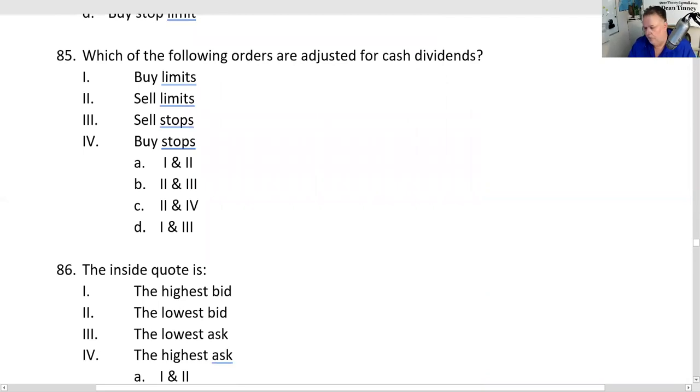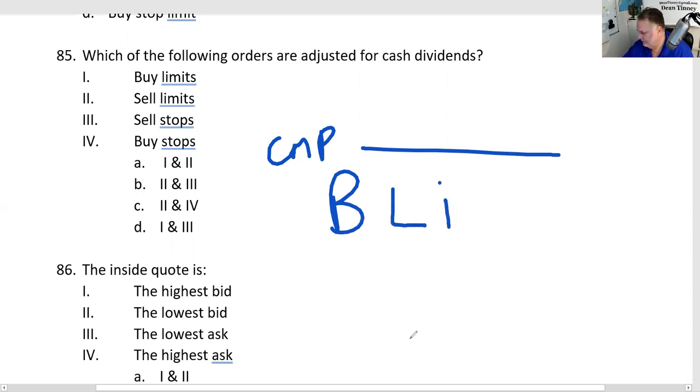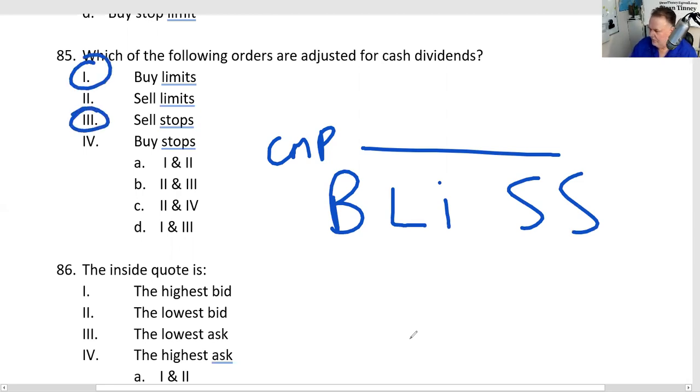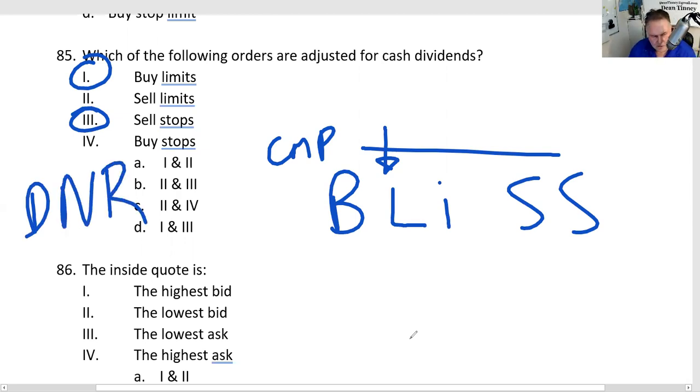Very, very testable. We adjust orders that are below the market, and this mnemonic is worth a lot of points. So here's the current market price. Bliss. That's worth a lot of points. That stands for buy limits and sell stops, or the orders are going to get adjusted for cash dividends, because you wouldn't want the stock to go down as a result of the X date and have your order be triggered. Now, if you don't want me to do that, you can say, Dean, please make my order DNR. That doesn't stand for do not resuscitate. That stands for do not reduce, do not reduce.